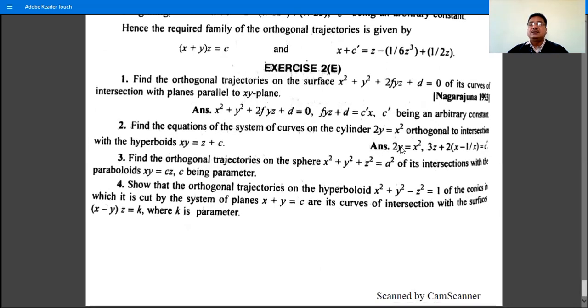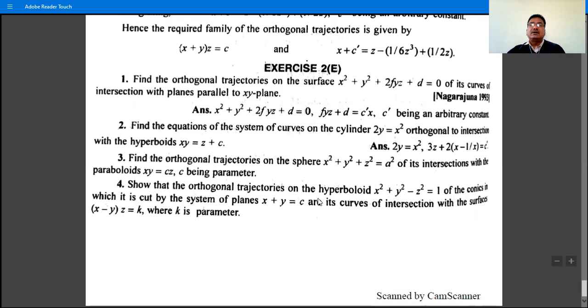Find the equation of the system of curves on the cylinder 2y is equal to x square. Actually, this is a solved problem, problem number 2. Then problem number 3 is also discussed. Problem number 4, show that the orthogonal trajectory. This problem is also a solved problem.